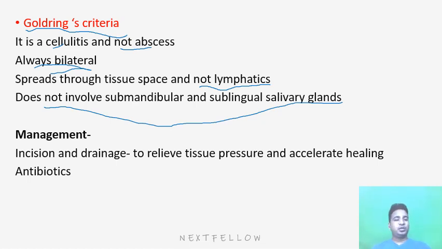How do we manage it? We will start antibiotics as medical treatment, analgesics for pain relief, and then we will do I and D, that is incision and drainage. Why I and D? There is no pus. I and D is done to relieve the tissue pressure, and it will also help accelerate the healing process along with the support of the antibiotics. So this is the best treatment for Ludwig's angina.